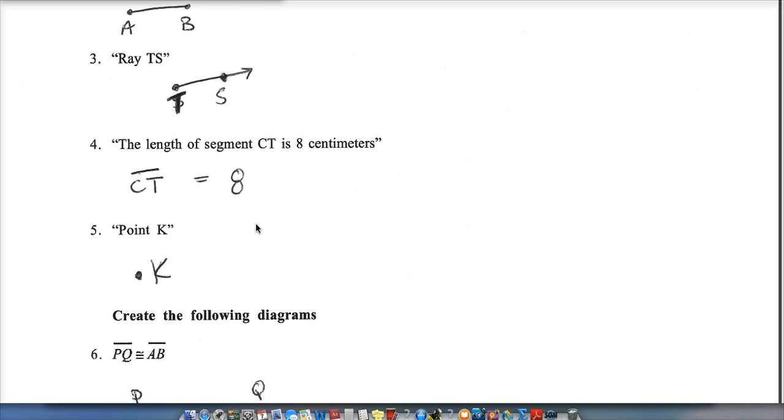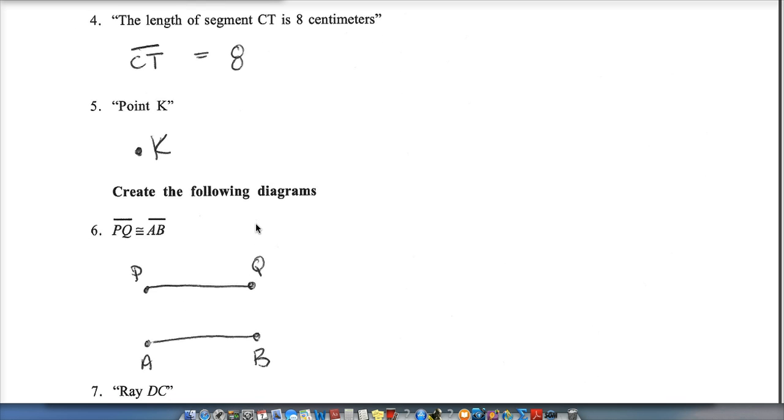On number 4, this is something that I battle against all year long, and it's the idea of segment CT versus the length of segment CT. I really try to emphasize that segment CT is a figure, it's an object, so therefore we can't describe it with a number, but we can describe its length, which is denoted just capital CT, no bar on top. Its length we can describe with a number, in this case being 8.